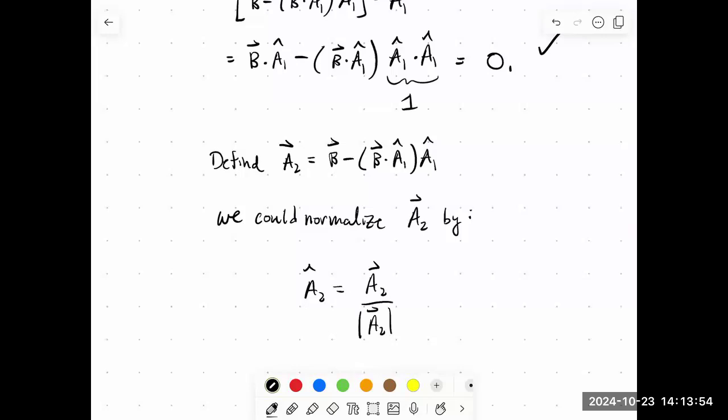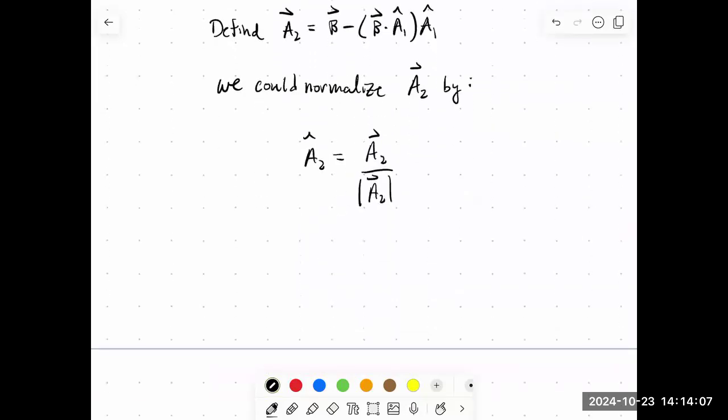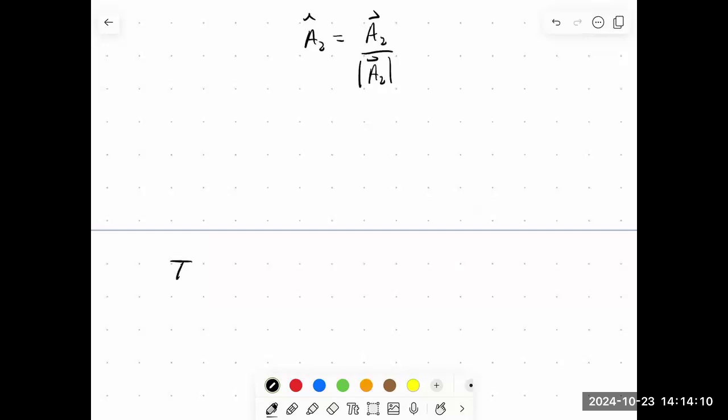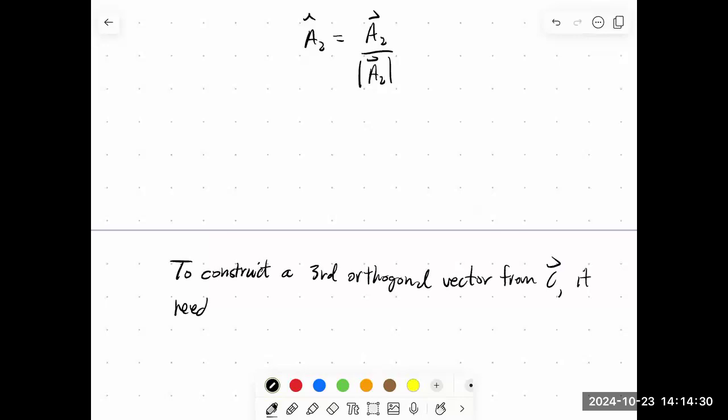Now we imagine, all right, I'm going to take vector C and I want to make a third vector in our set that's orthogonal to both A1 and A2. So this will be the last example, and then we'll generalize to functions. So to construct a third orthogonal vector from C, it needs to be perpendicular to both A1 hat and A2 hat.